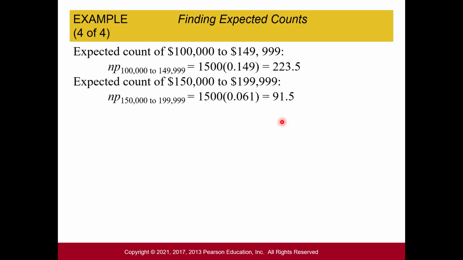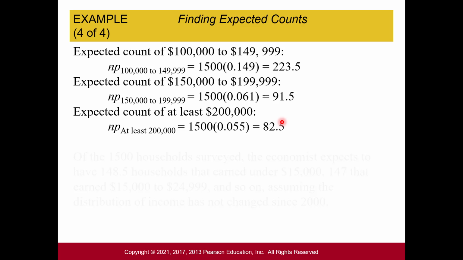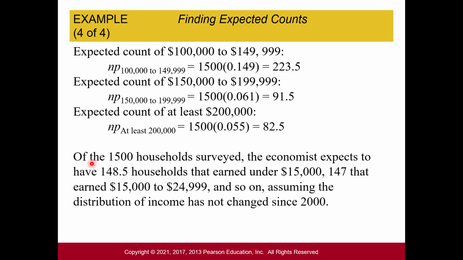We just multiply our sample size times our probability, and then we can note that of the 1,500 households surveyed, the economist expects to have 148.5 households that earned under 15,000, 147 that earned between 15,000 and 24,999, and so on, assuming the distribution of the income has not changed since 2000. So the numbers that we got were our expected counts, and that's what the economist expects as far as household numbers earning each income level.